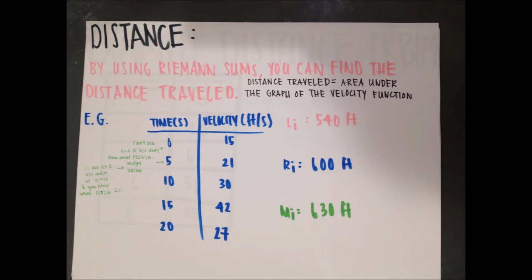For this particular problem, we can use midpoints because the subintervals are equal. Thus, x equals 5 and x equals 15 are the midpoint values. If we were to solve for the left-hand approximation, it would be 540 feet, the right-hand approximation would be 600 feet, and the midpoint approximation would be 630 feet.